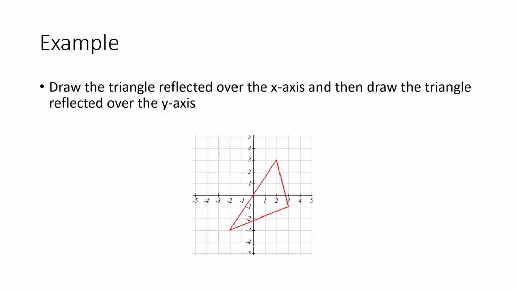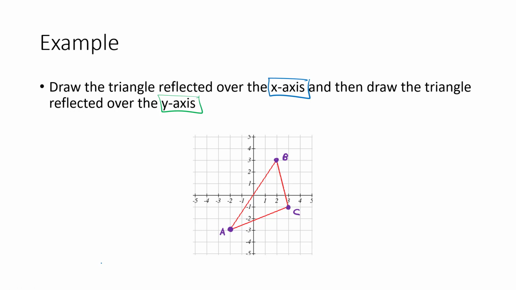All right, so we've got this triangle. We're going to do two reflections on this triangle. First, we're going to reflect it over the x-axis, and then we'll come back and do a totally new problem where we take the original triangle and reflect the original triangle over the y-axis. So first, we need some coordinate points. We'll call this triangle A, B, C.